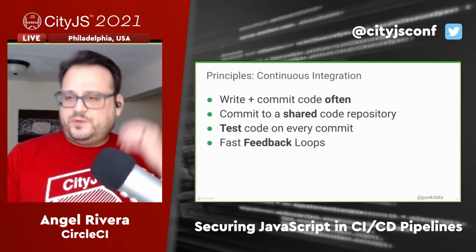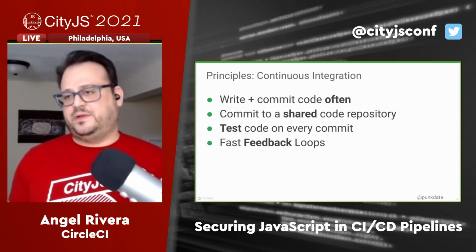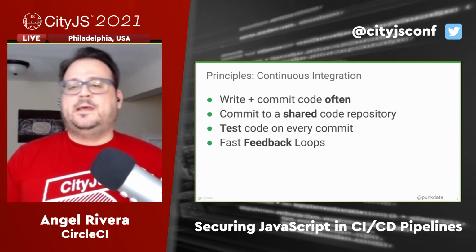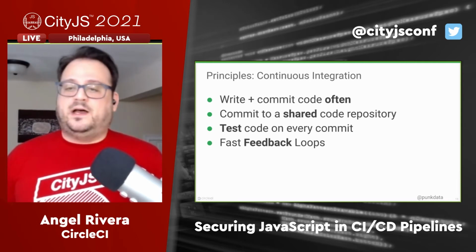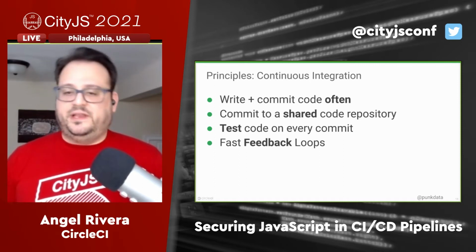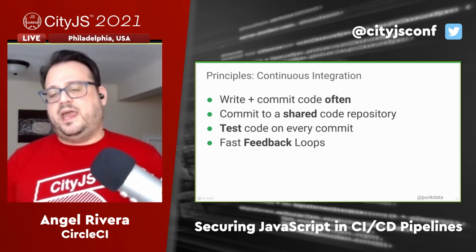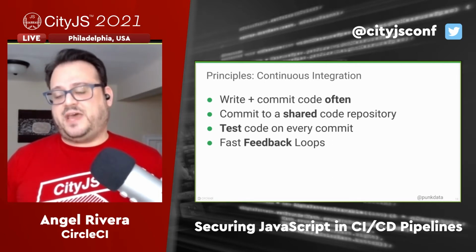But if we jump into the continuous integration principles, again, these are just principles. What I'm talking about here are some of the key elements to the principles. Developers are writing and committing code as often as possible, and they're committing to a shared repository, which in turn should be tested, right? That code should be tested on every commit. And the benefit or result that you get from continuous integration is a fast feedback loop, right?